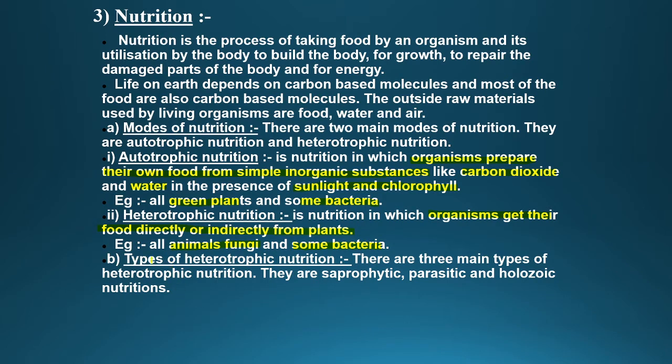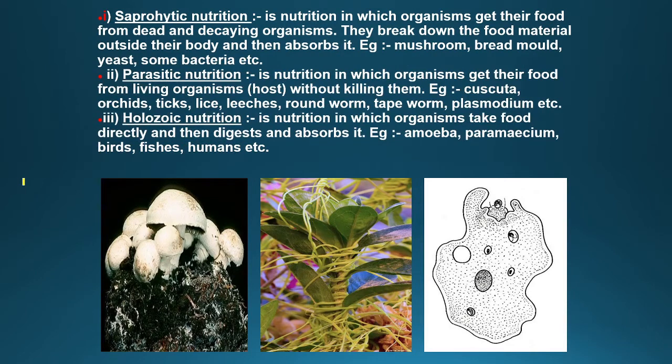These are the only two parts: autotrophic nutrition and heterotrophic nutrition. In heterotrophic nutrition, there are types such as saprophytic, parasitic, and holozoic nutrition. So the first one is saprophytic nutrition. Guys, saprophytic nutrition mainly involves feeding on dead and decayed matter. It is a nutrition in which organisms get their food from dead and decaying organisms.